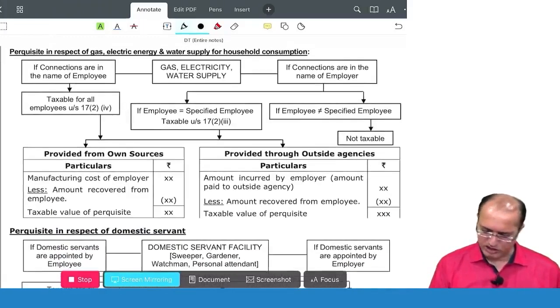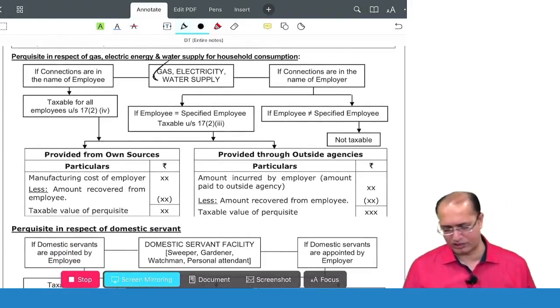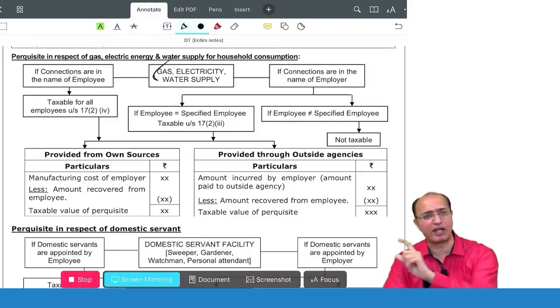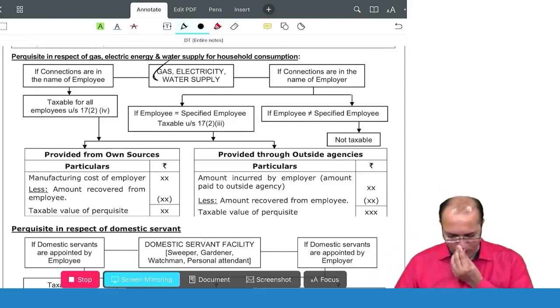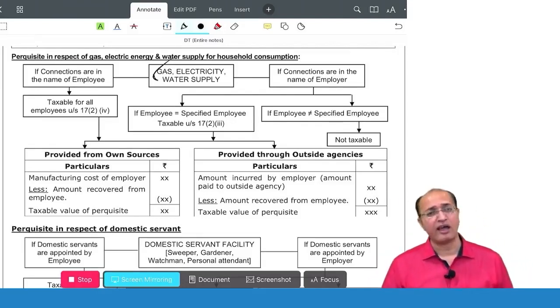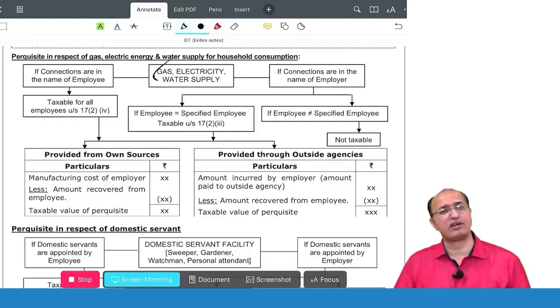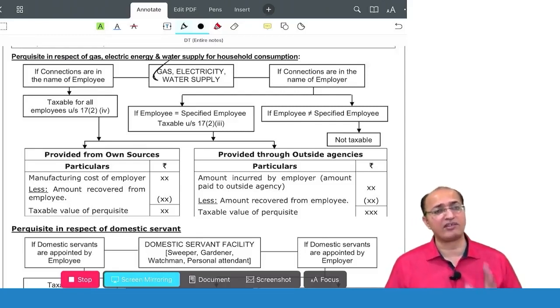Let's move on to the first point, that is gas, electricity and water supply connection charges. Gas means we are talking about cooking gas, which is supplied through pipelines. Number 2, we are talking about the electricity bill. And number 3, the water charges. If this facility is given to you, will it become taxable to specified, non-specified, or all? It will be covered by which section?